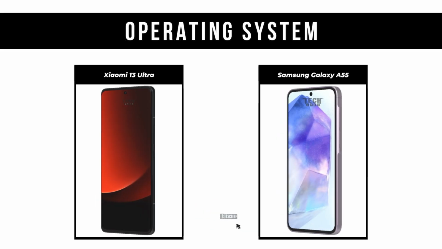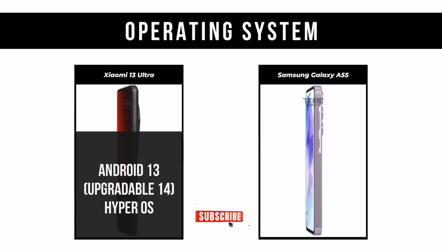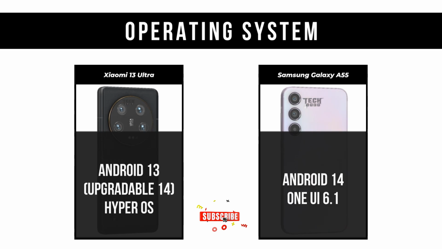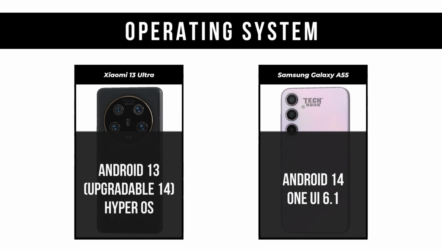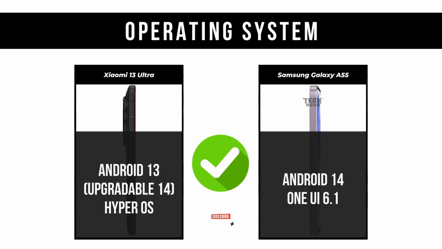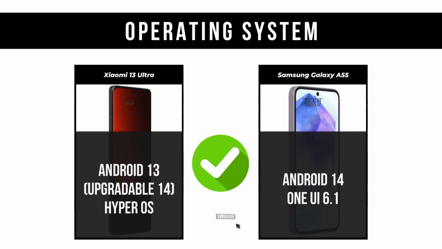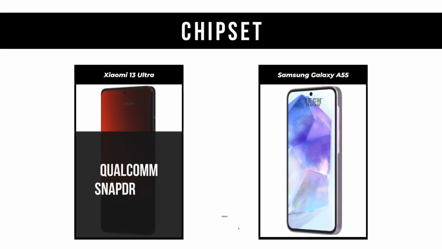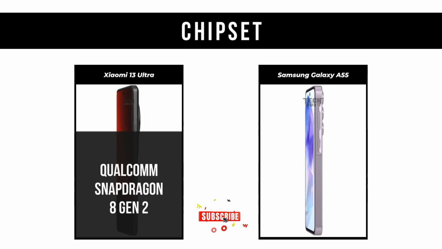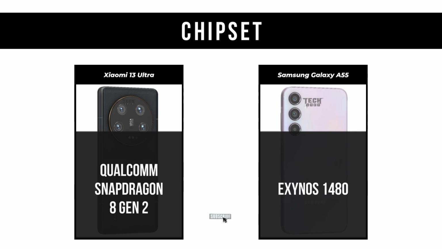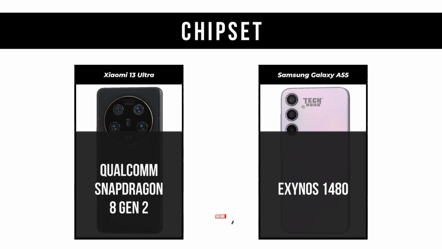Operating system. Xiaomi 13 Ultra is Android 13, upgradable to Android 14, HyperOS. Samsung Galaxy A55 is Android 14, One UI 6.1. Chipset. Xiaomi 13 Ultra is Qualcomm Snapdragon 8 Gen 2. Samsung Galaxy A55 is Exynos 1480.